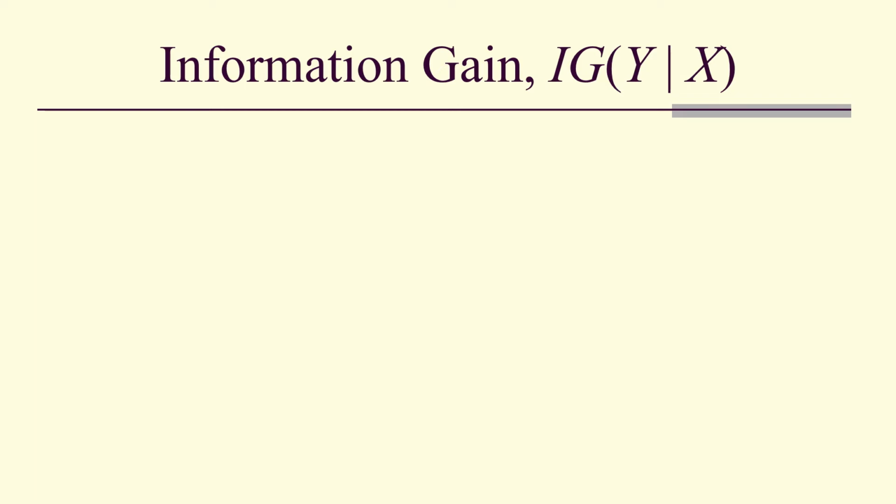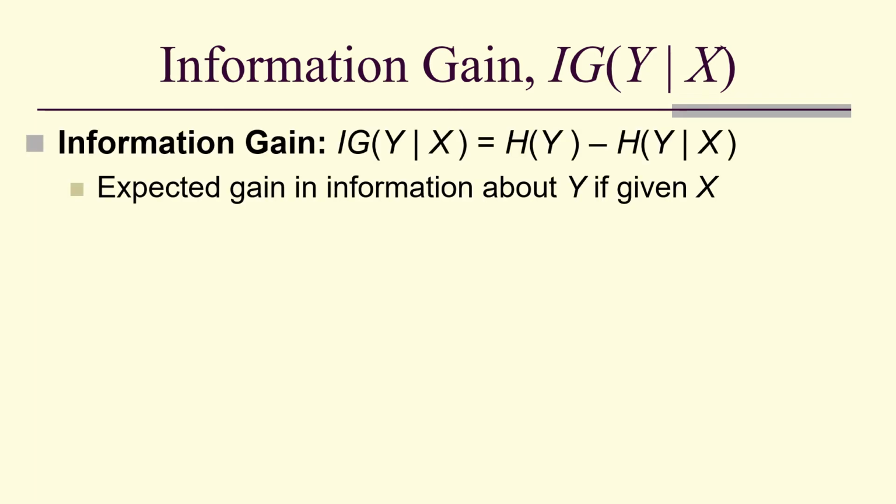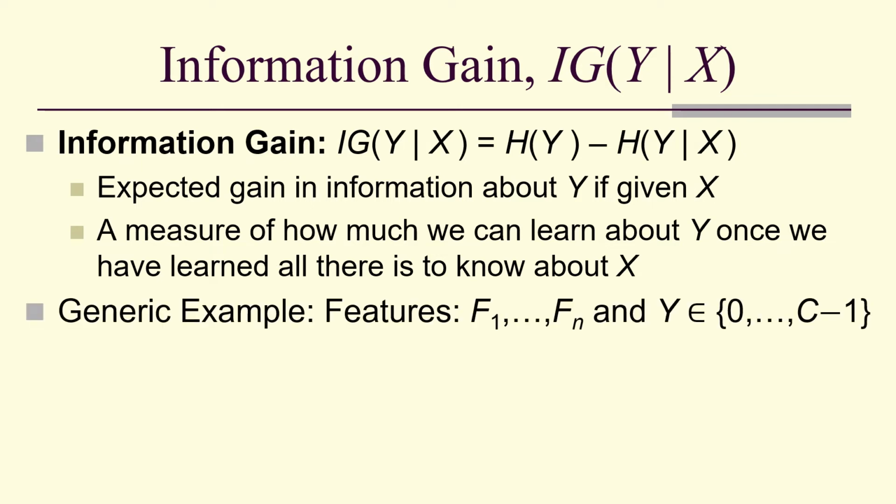So the information gain, that's how we've defined it. It's just another name for mutual information. It's a measure of how much we can learn about y once we've learned what there is to know about x. Back to our generic example.